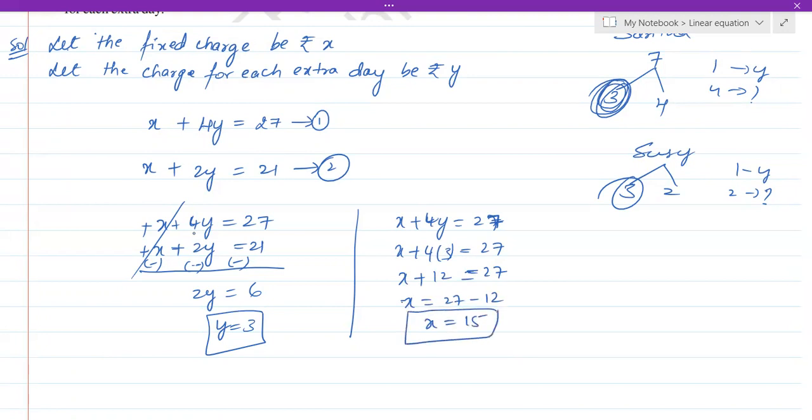So the fixed charge for 3 days is 15 rupees. And for each extra day, we have to pay 3 rupees. Okay, let's get into the next question.